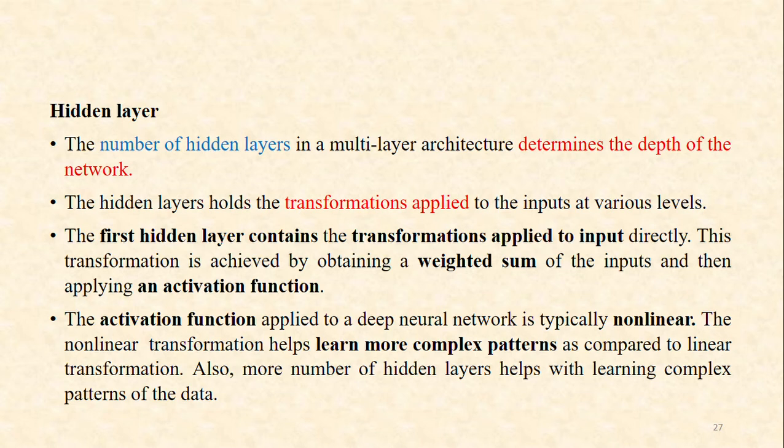The number of hidden layers in a multi-layer architecture determines the depth of the network. The hidden layer holds the transformation applied to the input at various levels. The first hidden layer contains the transformation applied to the input layer. This transformation is achieved by obtaining a weighted sum of the input and then applying an activation function.